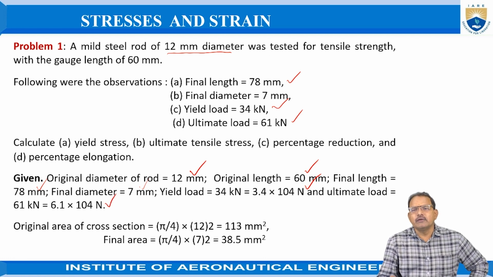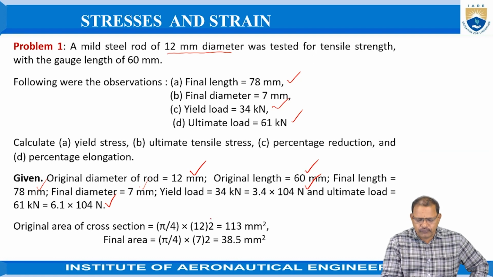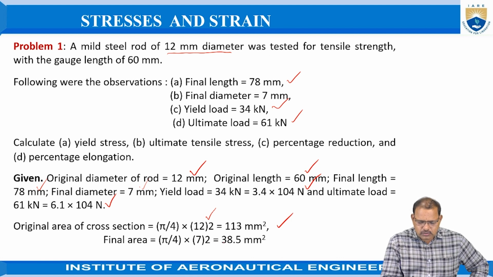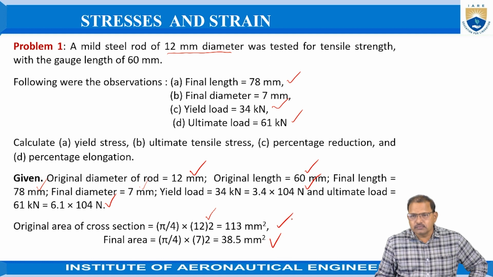Here the original area of the cross section is equal to pi by 4 into d square, that is pi by 4 into 12 whole square, which is equal to 113 mm square. The final area is equal to pi by 4 into 7 whole square, which is equal to 38.5 mm square.